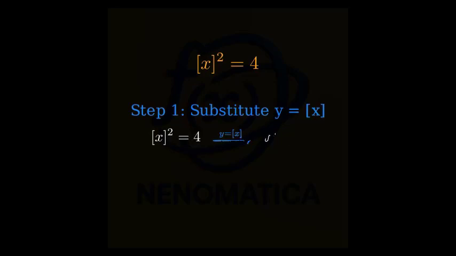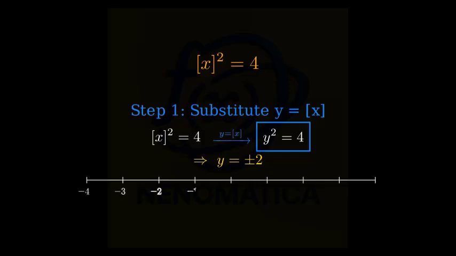Step 1, use substitution. Let y equal the floor of x. Then open bracket x close bracket squared equals 4 becomes y squared equals 4. Solving that gives y equals plus or minus 2. These are the only possible values for the floor of x.